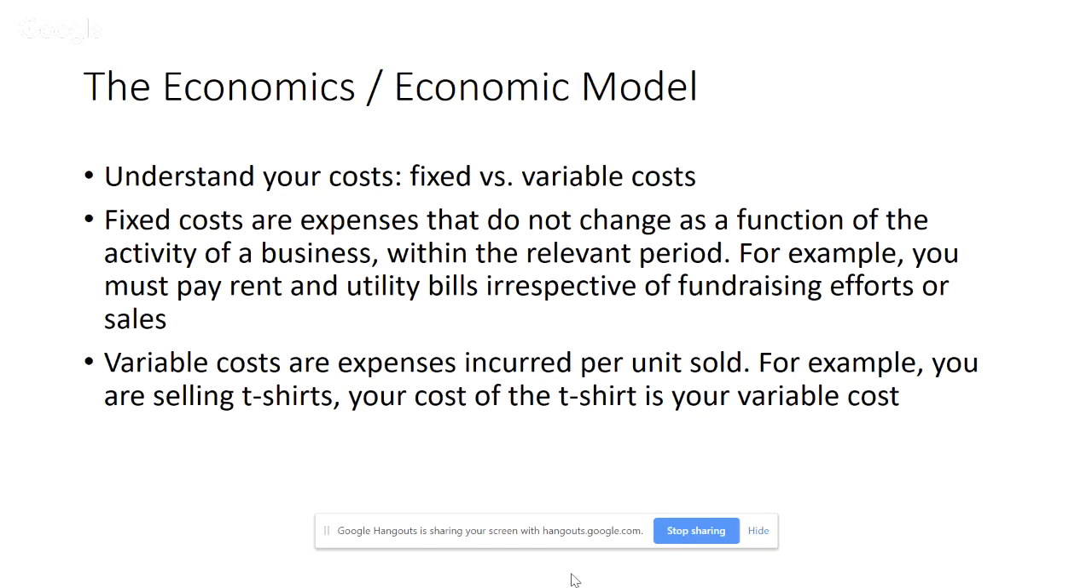Versus variable costs. Variable costs are expenses incurred per unit sold. So if I'm selling t-shirts, let's say I bought a t-shirt for $3 and I'm selling it for $10. Then the $3 is my variable cost, because that's how much the t-shirt costs me. And that cost is only incurred when I sell it, because I don't have to pay for the t-shirt if I'm not selling. I can always return the t-shirts. I have 30 days and the cost is gone, right? So it's very important to understand that.